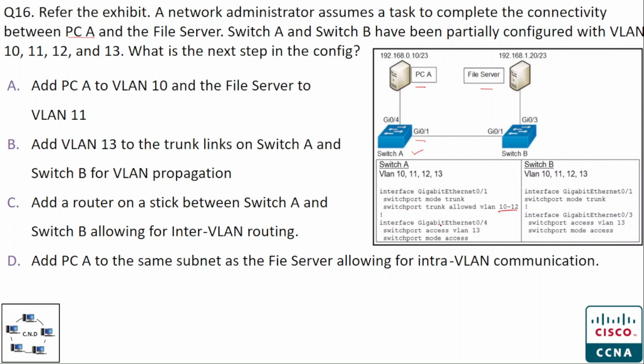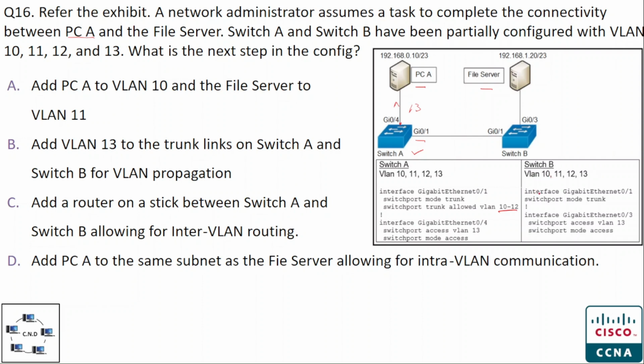And on the interface Gigabit 0/4, we are talking about this interface here. The PC A is connected. This interface is in switchport access VLAN 13, switchport mode access. So this interface is in VLAN 13. It means that this PC is connected to VLAN 13.